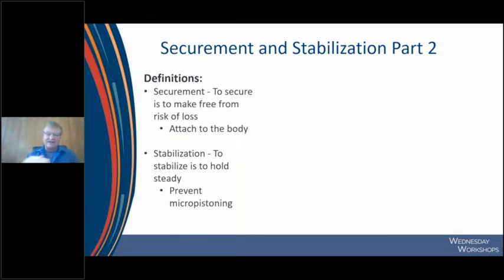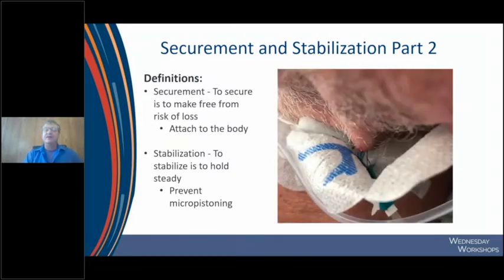Stabilization, however, is at the skin level. It's to hold steady. We don't want that catheter to piston in and out. We want to prevent the micro pistoning, because that simply drives the bacteria through that extrinsic pathway, risking bloodstream infection.